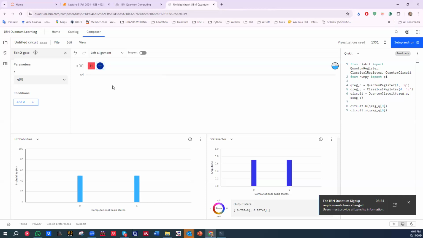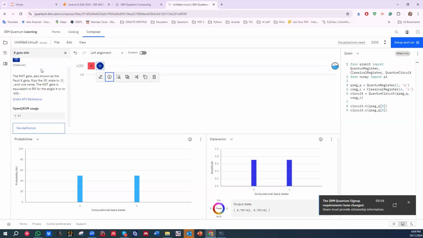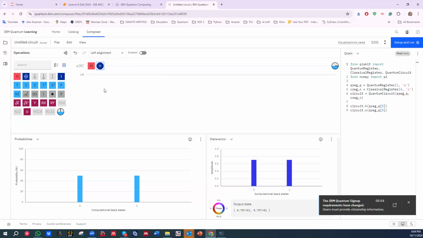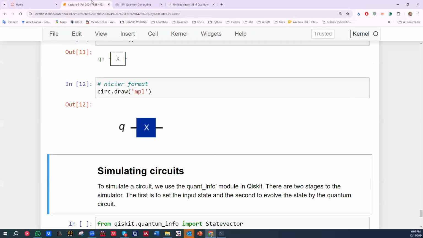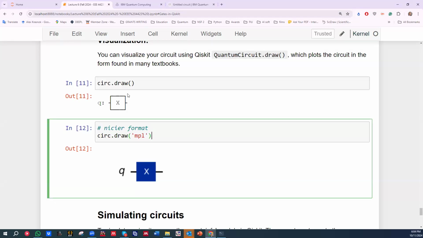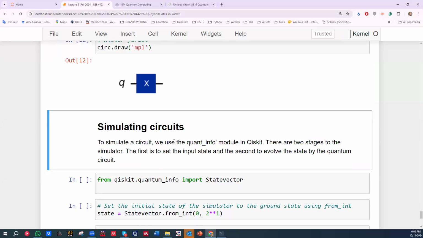By the way, if you need information about the gate, you just left click the gate and then you do information, and this information represents basically all you need to know about this gate. So it's a circle with plus, but Qiskit returns this gate as the X in the rectangle.